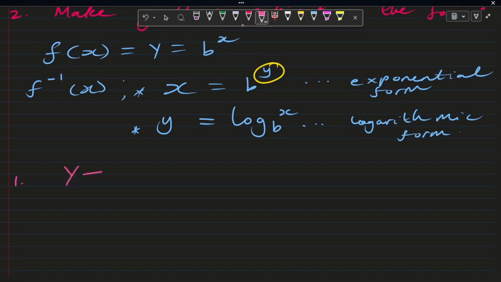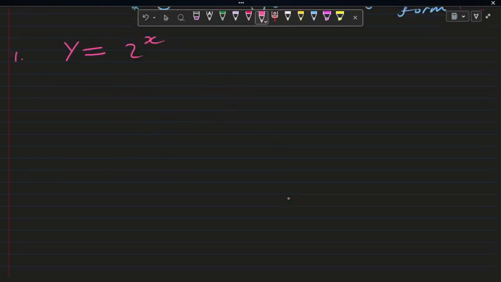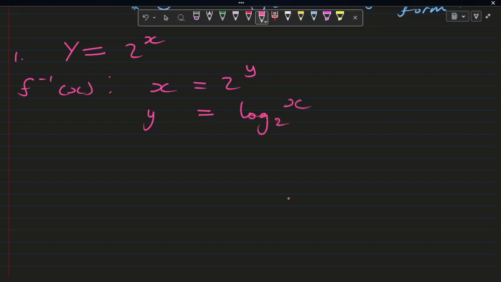Let's say we have an exponential function given by y is equal to 2 to the power of x. To obtain the inverse, number one, we swap x and y. Then number two, we need to make y the subject, meaning that we have to use logs. So we will have y is equal to log of base 2 of x.